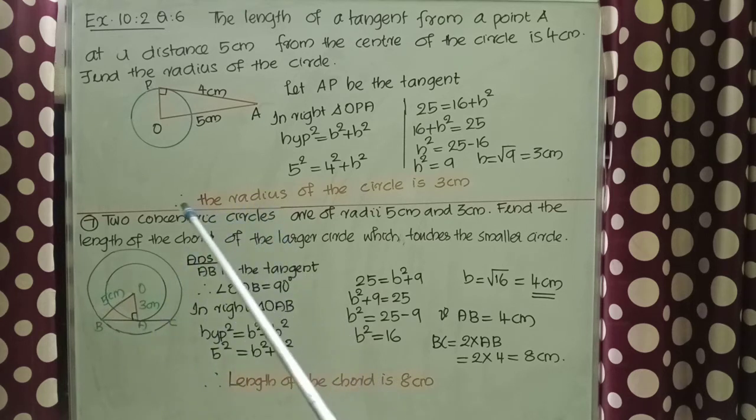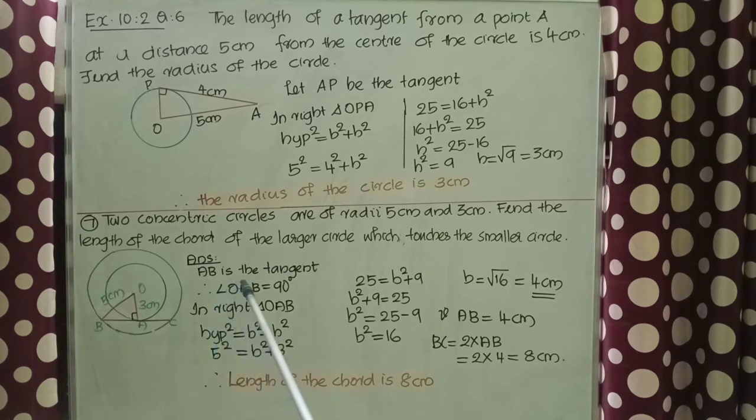We need to find out the length of the chord of the larger circle. Here I have drawn the chord of the larger circle, that is BC, which touches the smaller circle at A. Since it touches the smaller circle at A, BC or simply BA is a tangent. So we can write AB is a tangent.